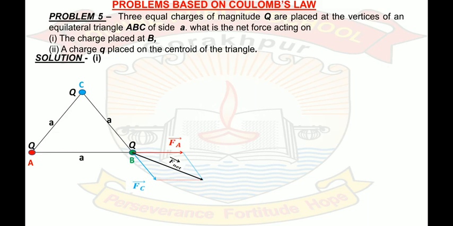Now, how will the F net be calculated? Let us write the value of Fa. Fa is kq square upon a square. Let this be F. Fc will also be equal to the same, because the charges are the same and the separation is the same. That will also be F.